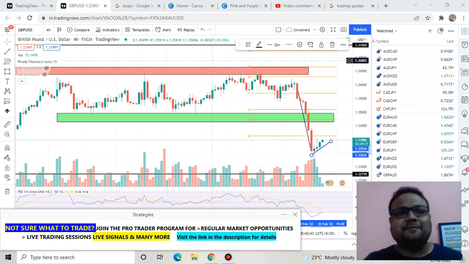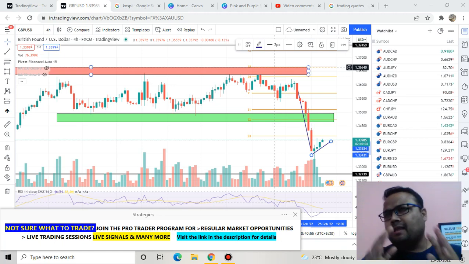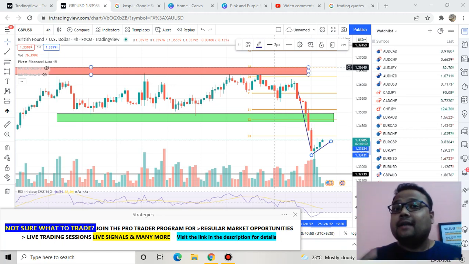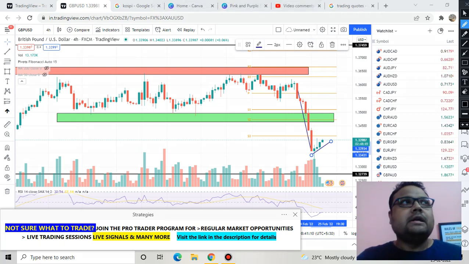So let's get started. This is the 4-hour chart of GBPUSD in front of us right now, and as we all know, due to the ongoing war between Russia and Ukraine, there was a heavy sell-off on GBPUSD and EURUSD yesterday, and sharp bullishness was seen on the chart of gold. But when the UK and US imposed heavy sanctions on Russia, we saw that markets are trying to recover.